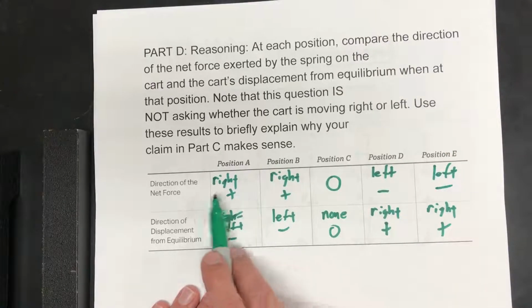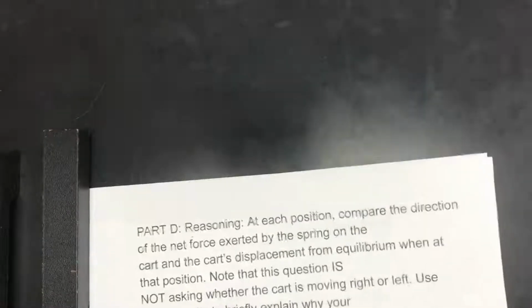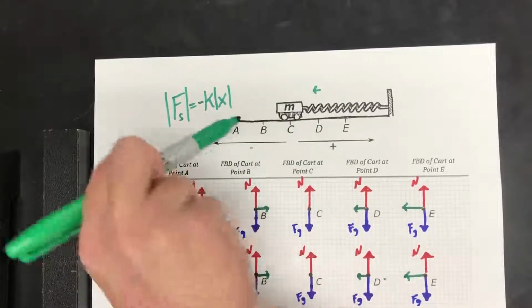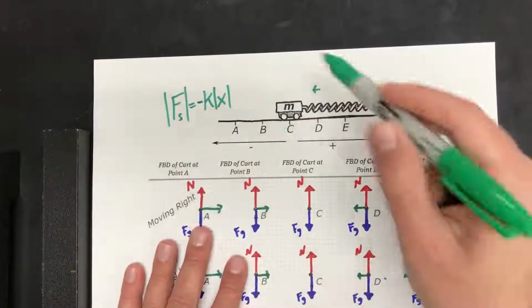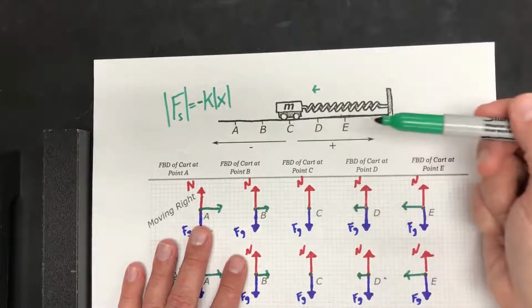So notice that the force and the displacements are always opposite. So going back to the picture one last time, whenever you are displaced negatively, you will be being pushed positively. And whenever you are being displaced positively, you will be pushed negatively.